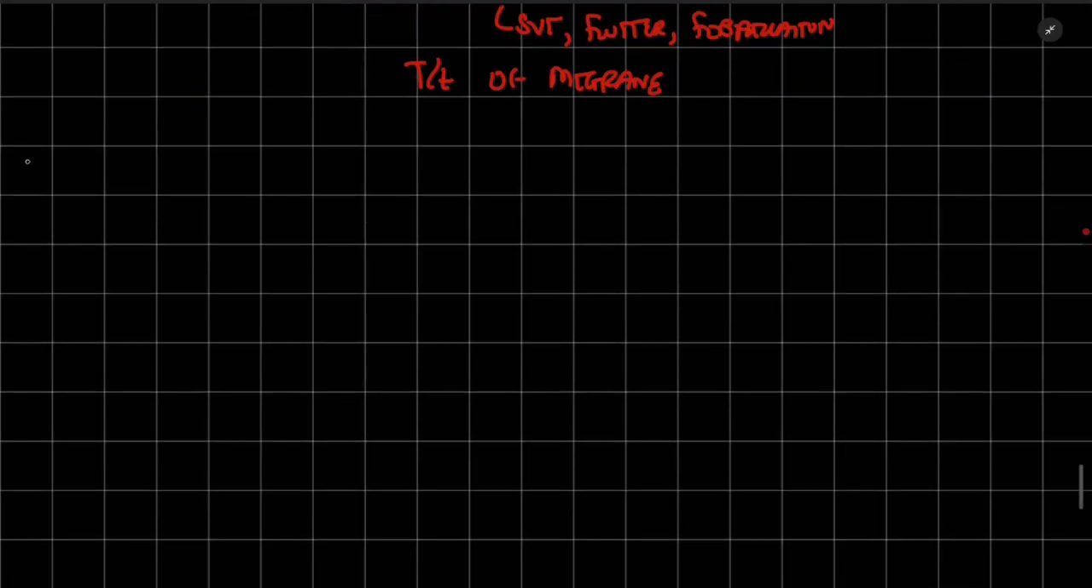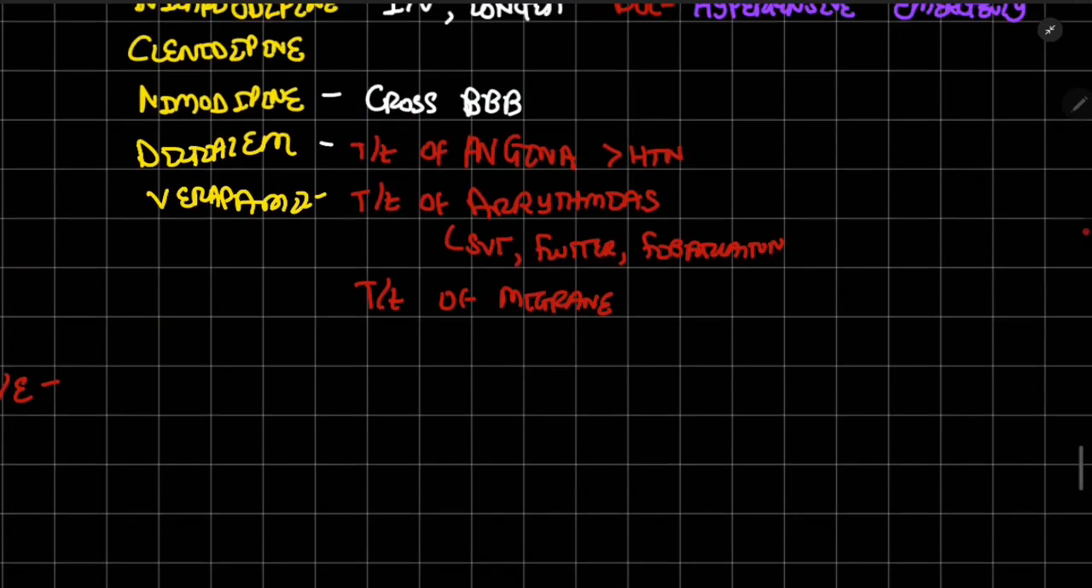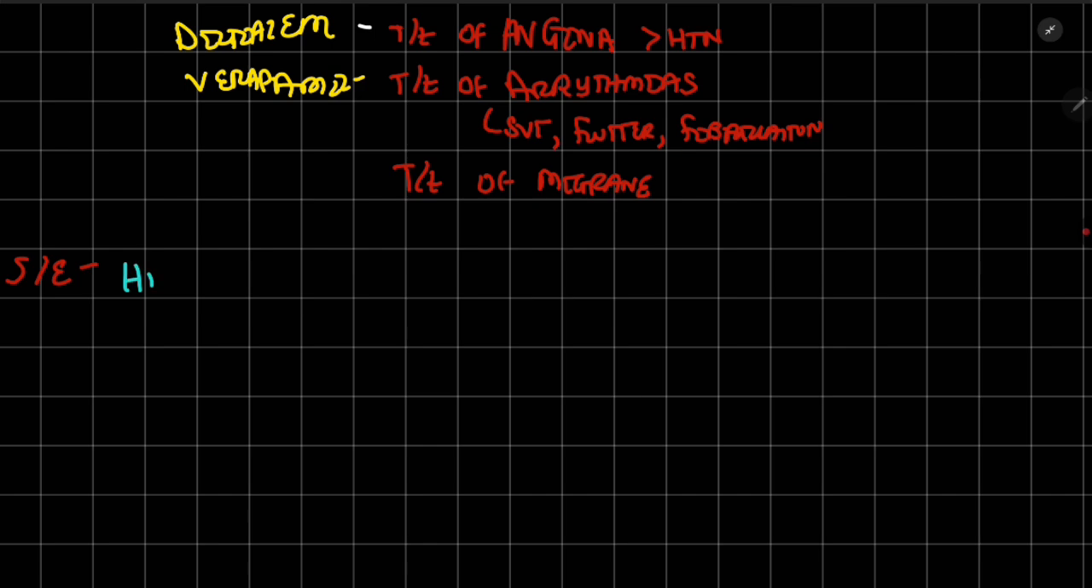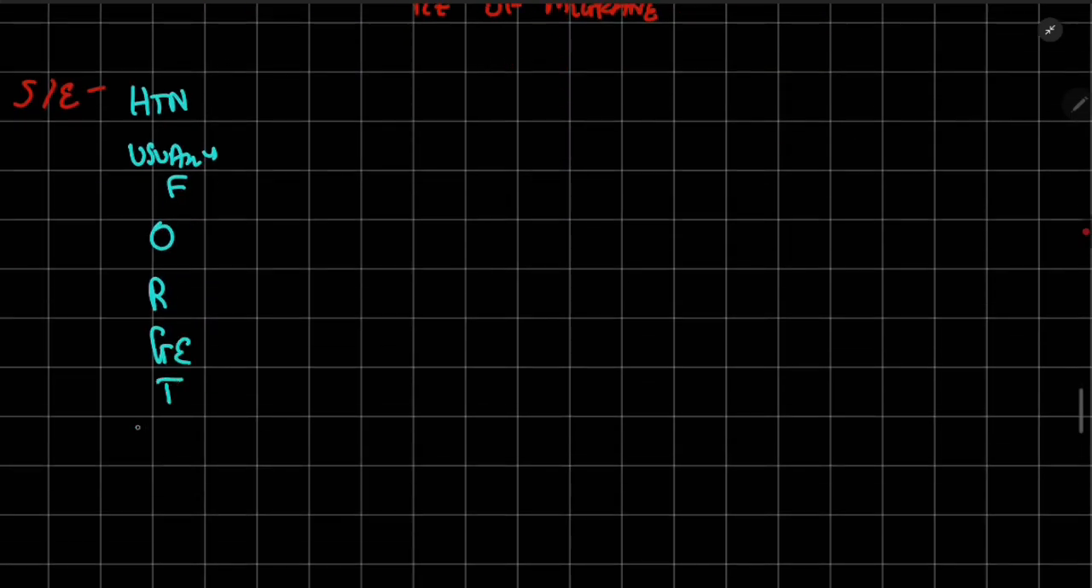Now going to the side effects. We have the mnemonic, just a second. Hypertensives usually forget calcium channel blockers. Now the side effects: what is H? It stands for headache. Headache is most common. Then we have U, urinary retention.